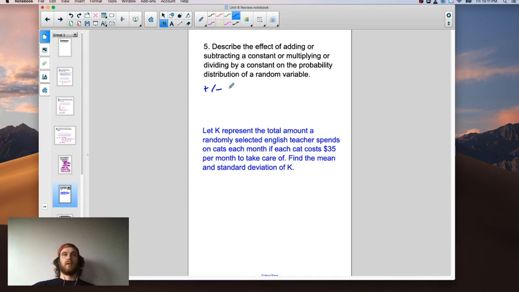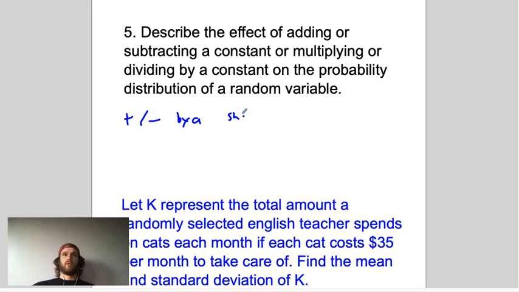Adding or subtracting A will result in a shift in the mean by A. So if you're subtracting, it will go lower. So let's say if A is 5, you can subtract 5 from the mean. If you're adding 5, you add 5 to the mean. The variability, aka the standard deviation, the range, everything else stays the same. And the shape stays the same.